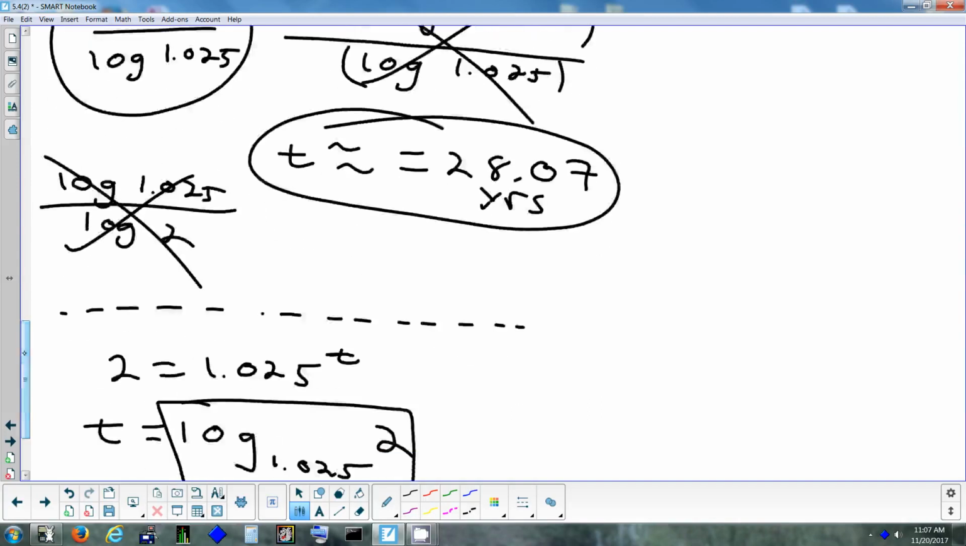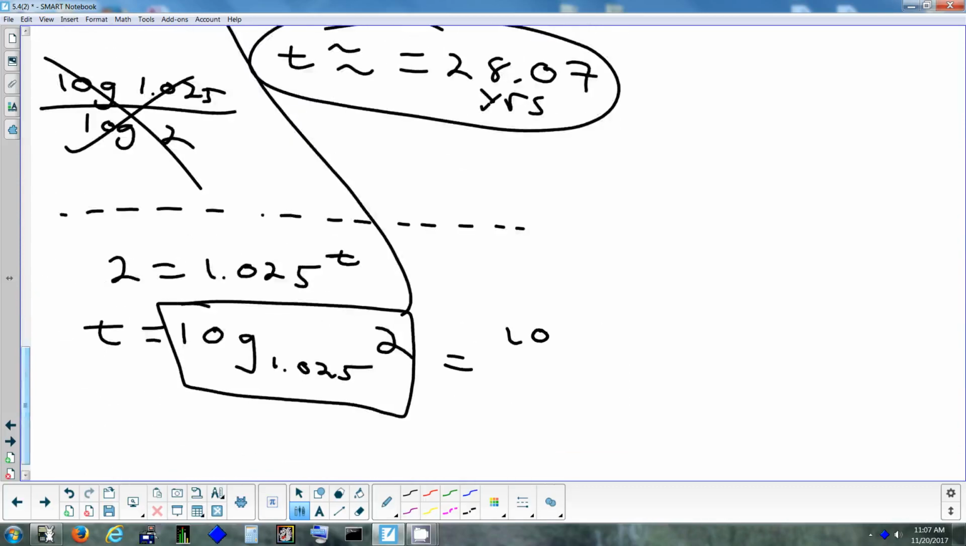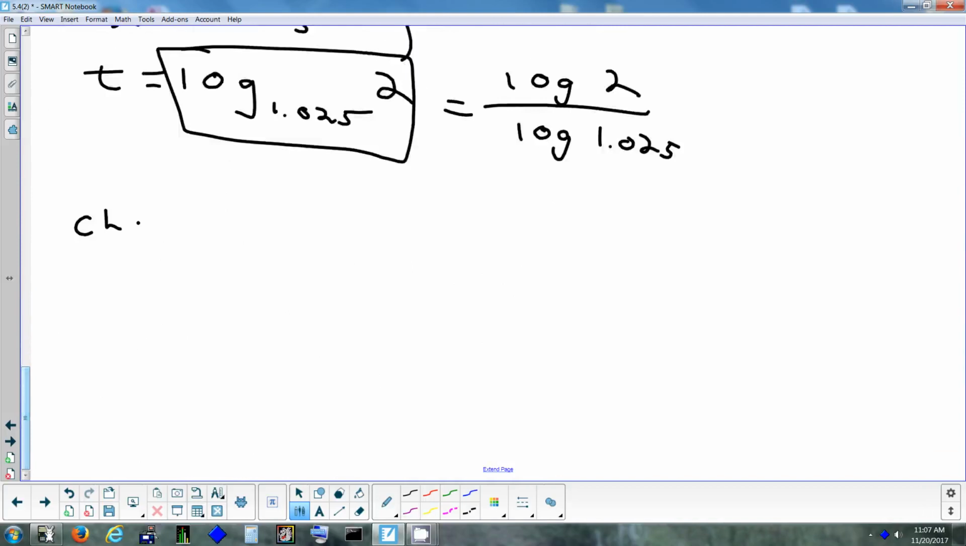So here's a formula to find t. Well, here's another formula to find t. Log 2 divided by log of 1.025. Two different expressions that give you t, so that means they're the same thing. What I'm trying to show you here is how you can take the log of something that's a base other than 10. And that's the change of base formula.